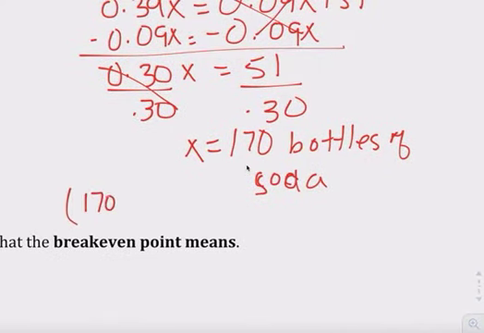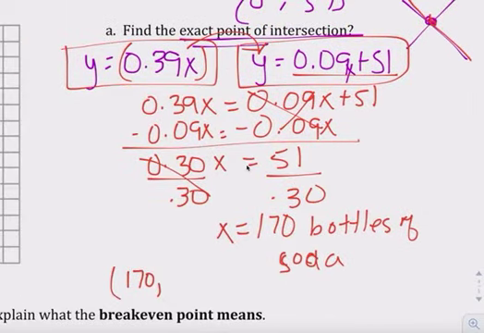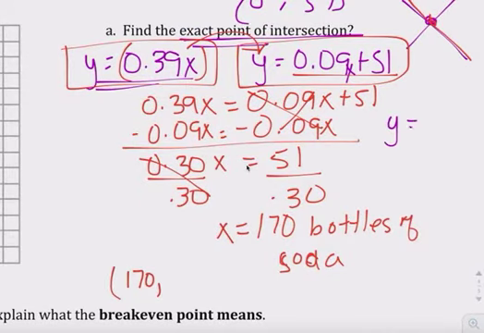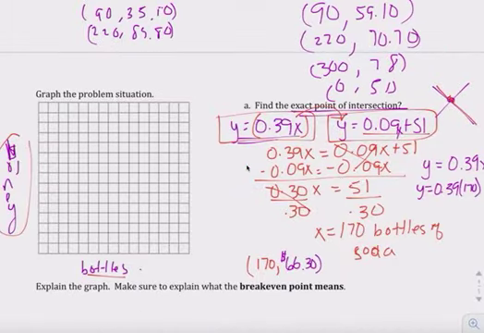So 170. To find the cost of that, you substitute it in. This one is an easier number to work with. y equals 0.39x, so y equals 0.39 times 170. The cost is $66.30. So that's where the lines meet exactly.